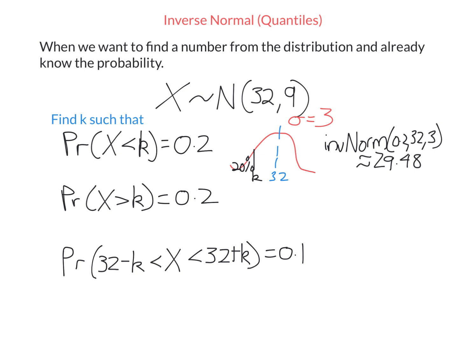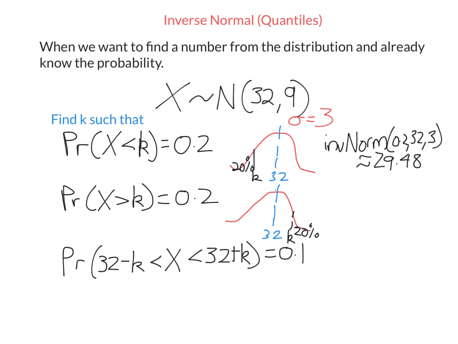So what we've actually found is if the mean's 32, standard deviation's 3, 20% of scores will be less than 29.48. So what about this one here? This time we want to find K so that the probability of being above K is 0.2. So it's sort of like the opposite. We still have our normal distribution here and the mean is 32, but this time we want to find K, so it'll be greater than 32.